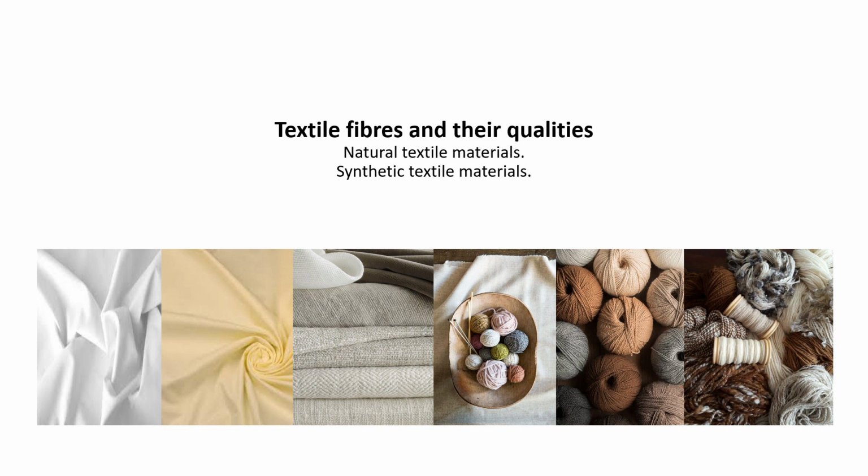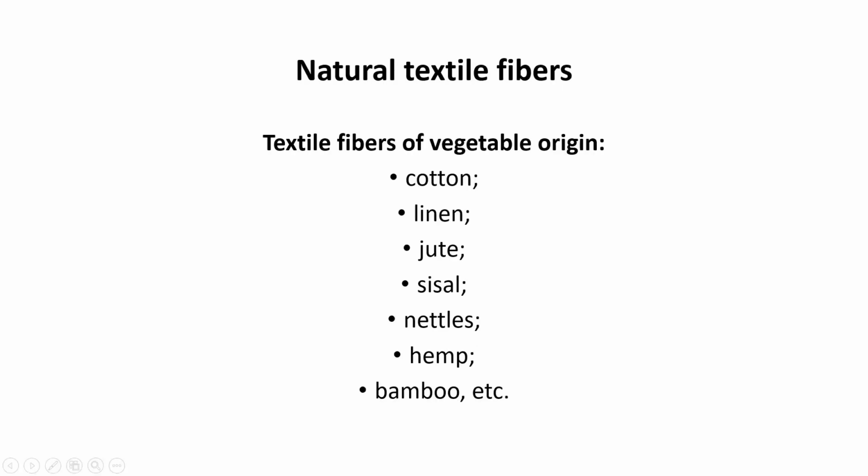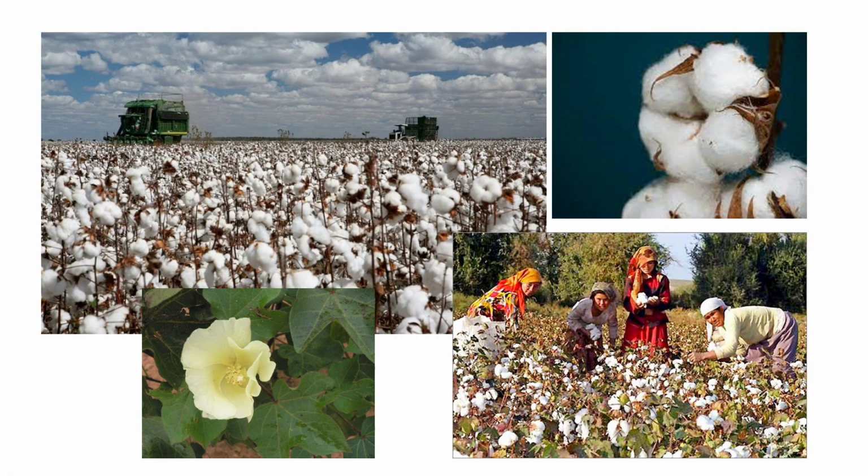Types of textile fibers: natural fibers, plant and animal fibers, chemical fibers, artificial and synthetic fibers. Natural textile fibers of plant origin: cotton, linen, jute, sisal, nettles, hemp, bamboo and others. Cotton is mostly produced in China and India, 6.5 and 6.4 million tons a year. The next largest cotton growing countries are the United States of America, Pakistan, Brazil, Uzbekistan, Turkey and Australia.